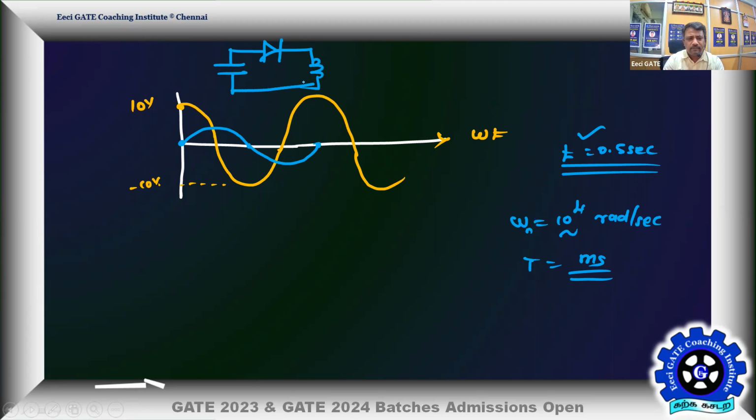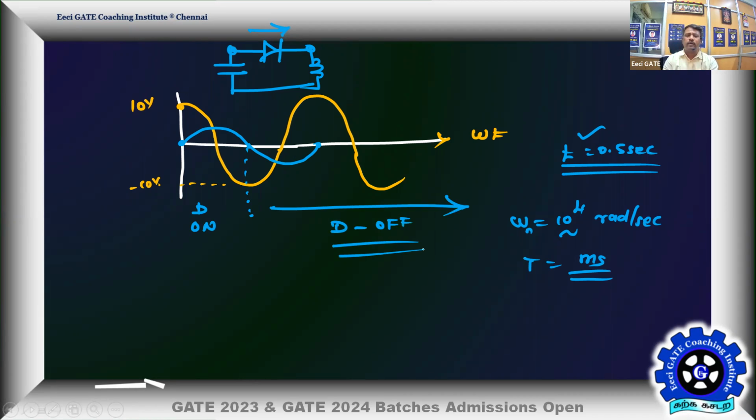So what's the beauty of the problem? The diode will conduct only for this current. That means till the current is positive, the diode will conduct. After that, there is no chance of the diode being in conduction. That means how long the diode will conduct means how long the current remains positive. The diode is going to conduct only for this period. Thereafter, the diode will never turn on. It is going to be off.